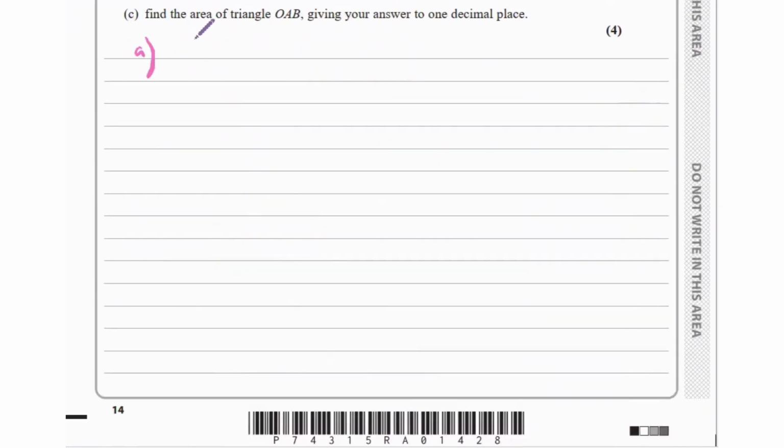So firstly, OA is going to be (1 plus 8 lambda, 2 minus lambda, 5 plus 4 lambda).